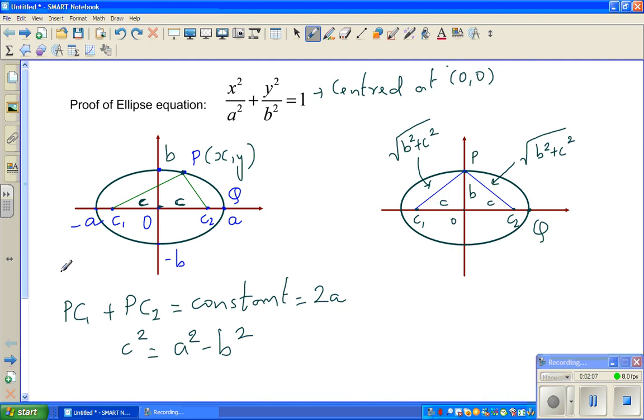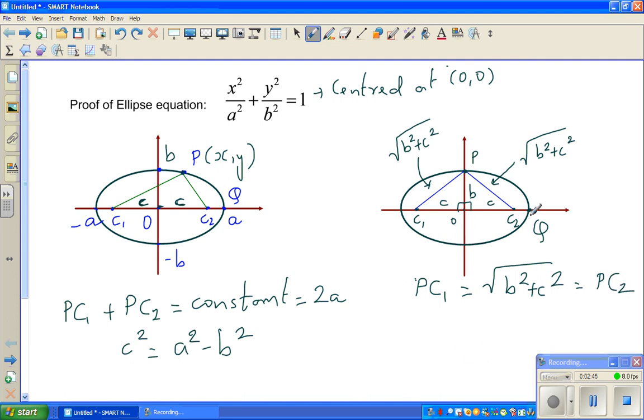So what I've done is I've taken this point P to be here. P is a point on the ellipse. So using the same definition, what is this length? This is C. We can use Pythagoras theorem. I've written PC1 using Pythagoras: that is the square root of B squared plus C squared, and PC2 is also the same thing.